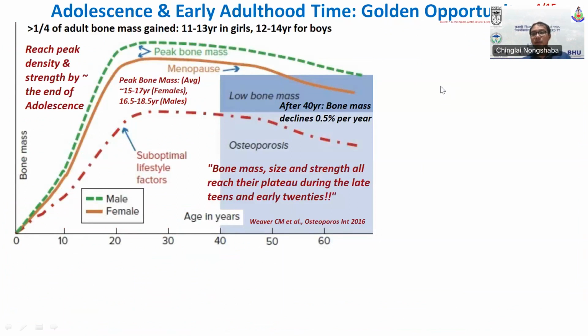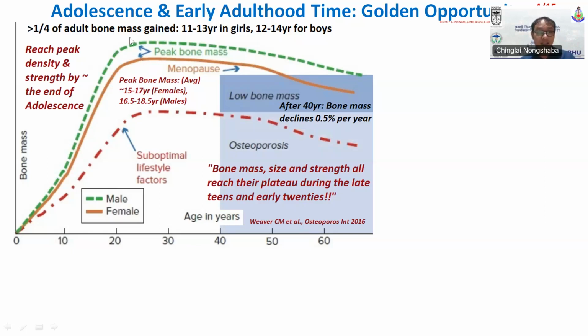So why is this important? Because of the response of bone mass with increasing age. This is the bone curve. You can see that this green line is male, this orange continuous line is female, and the dotted red line is for the osteoporotic, that is pathological condition. You can see that at this point the linear gain is there, more than 25%, that is 1/4 of the adult bone mass gain, occurring during 11 to 13 years of age in girls, and 12 to 14 years of age in males.